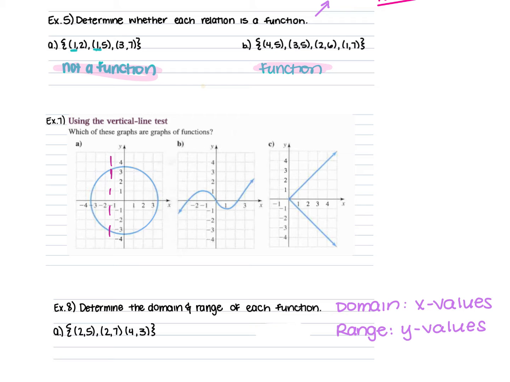For example A, if you put a vertical line through that circle on your coordinate plane, it intersects in 2 places. So this one is not a function.